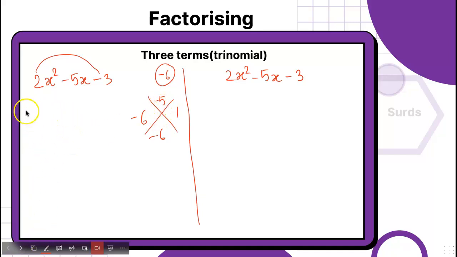Okay, now it would be 2x squared minus 6x plus 1x, or simply x, minus 3. What we did, we just have written minus 5x in a different way. Nothing else. Now what we do, we can make brackets, regrouping and taking common out. So from the first one, we can take 2x out. That will give us x minus 3. Here, we can take nothing common, so take 1 out.